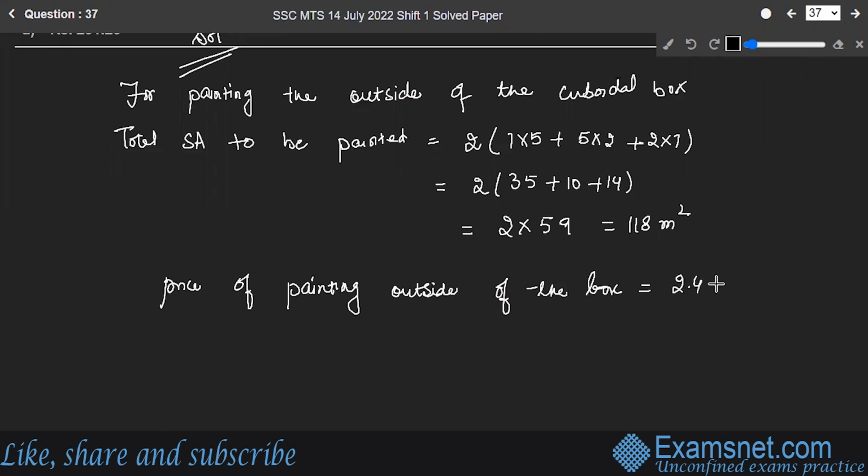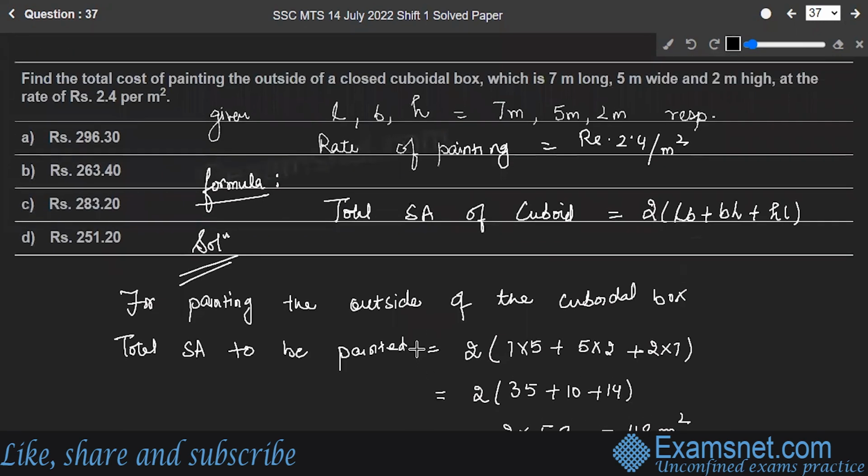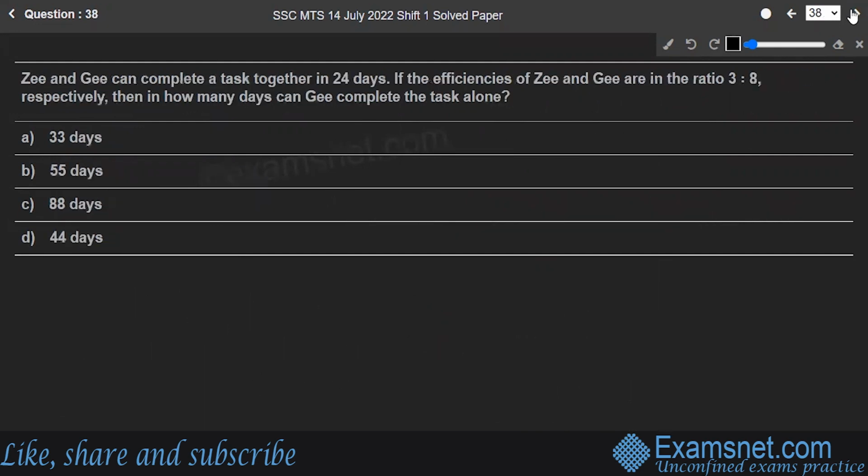That is 2.4 into 118, which is equal to 283.20 rupees. So this is the total cost of painting outside the cuboidal box, 283.20 rupees, which is option C. So this option C is the correct answer to our question. Hope you are clear. Next is question number 38.